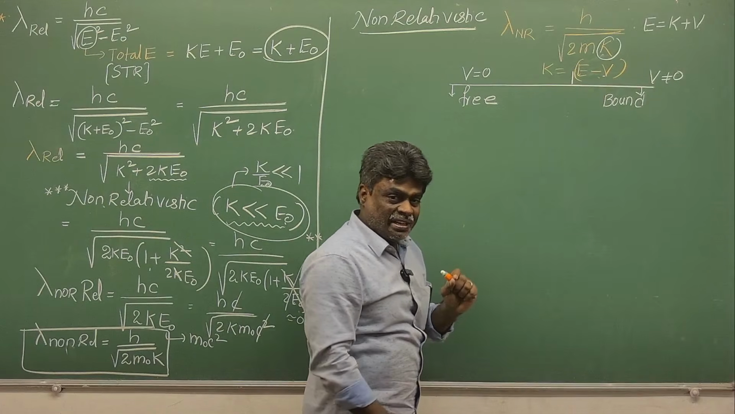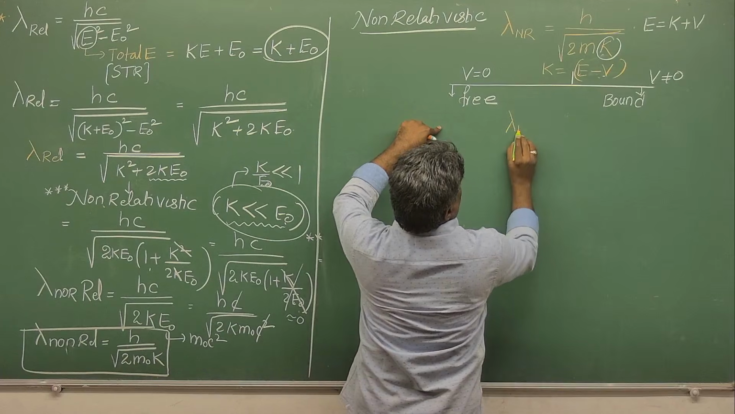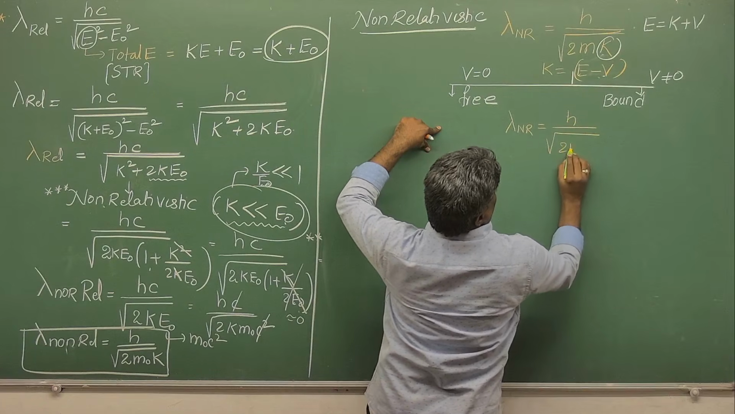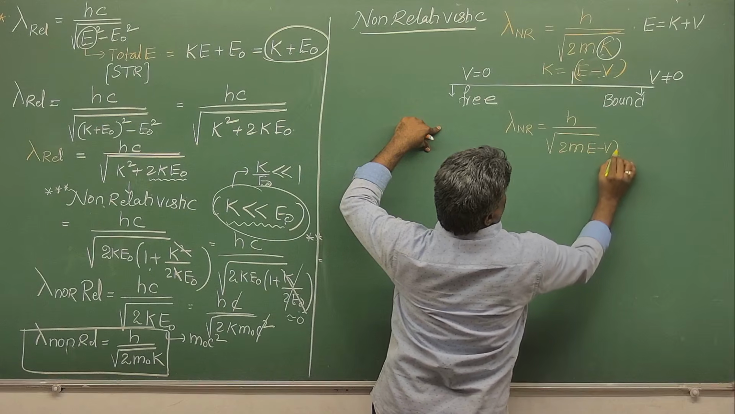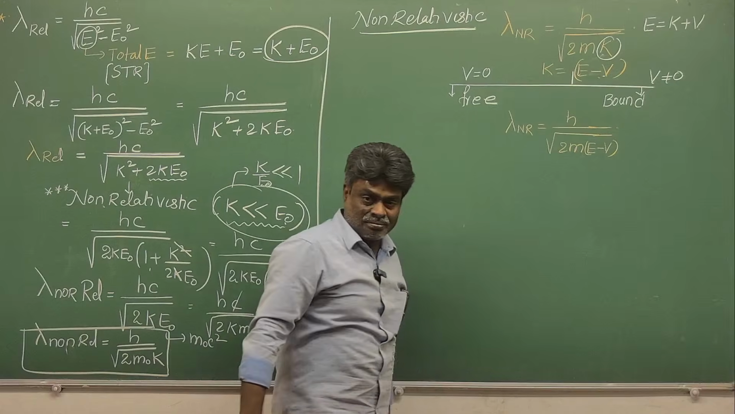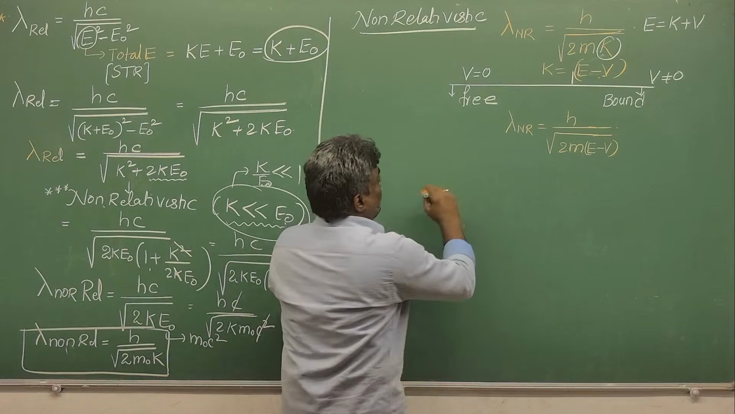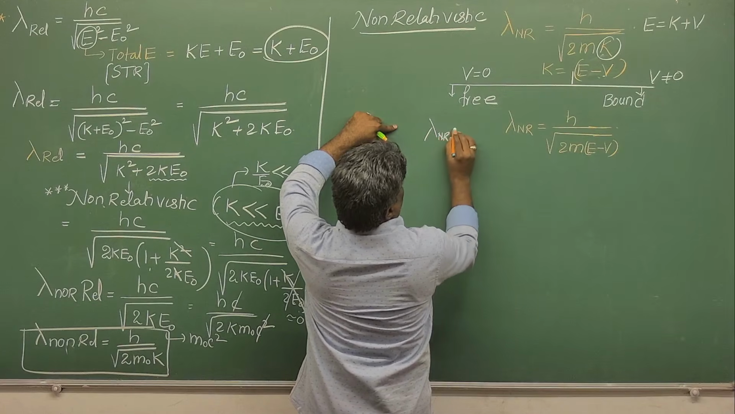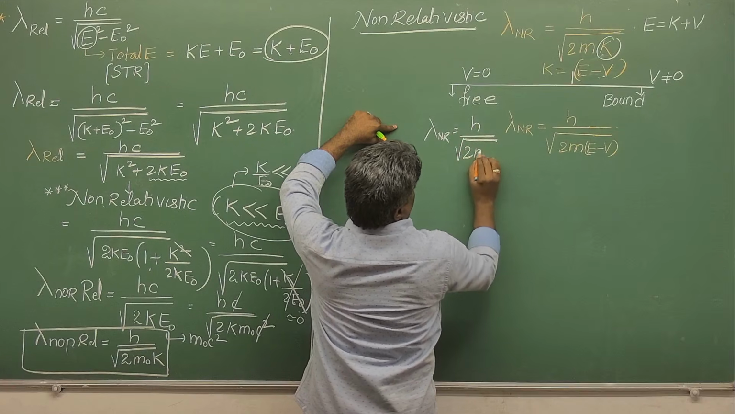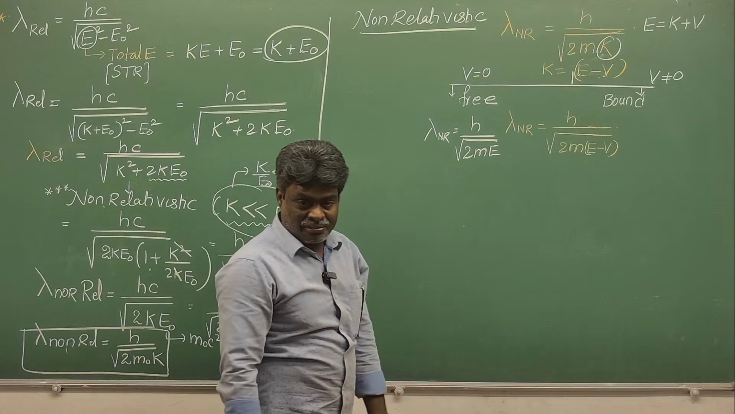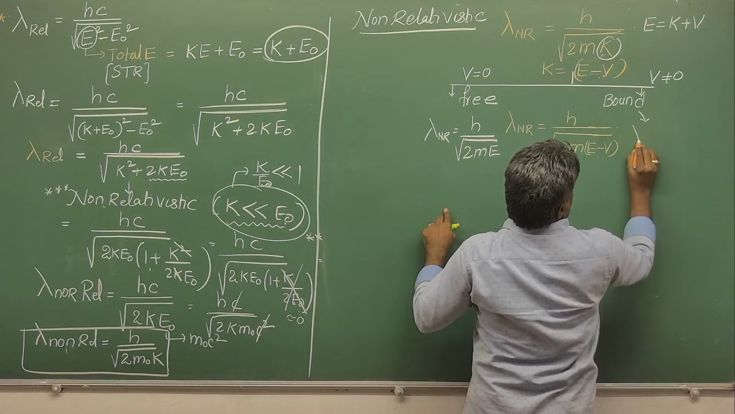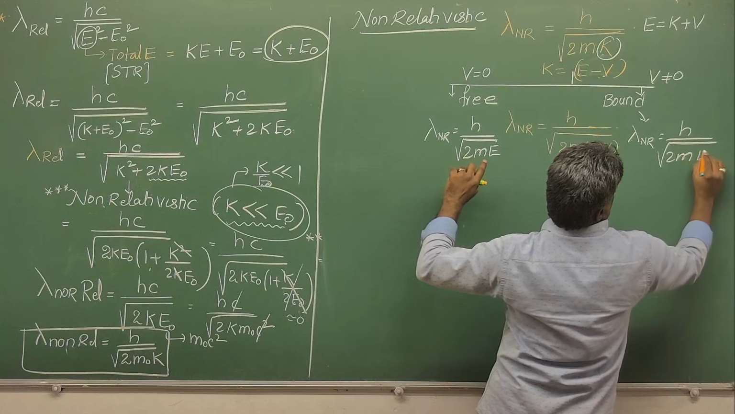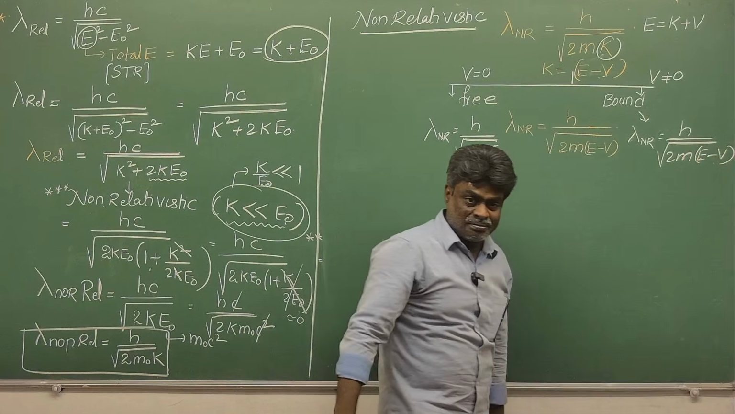This is the original expression: de Broglie wavelength of a non-relativistic particle equals h over under root 2m (E minus V). Now, if it is a free particle, put V equal to 0. Then lambda NR equals h over under root 2mE. Next, if it is a bound particle, the de Broglie wavelength of non-relativistic equals h by under root 2m (E minus V).